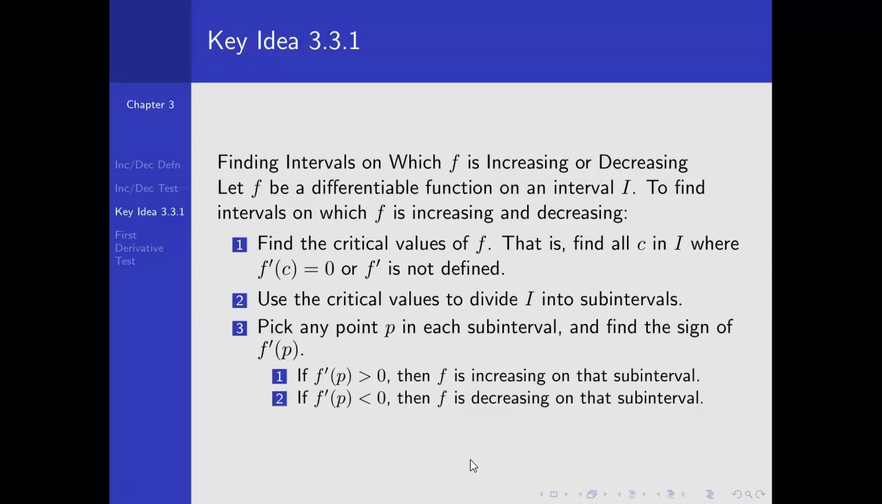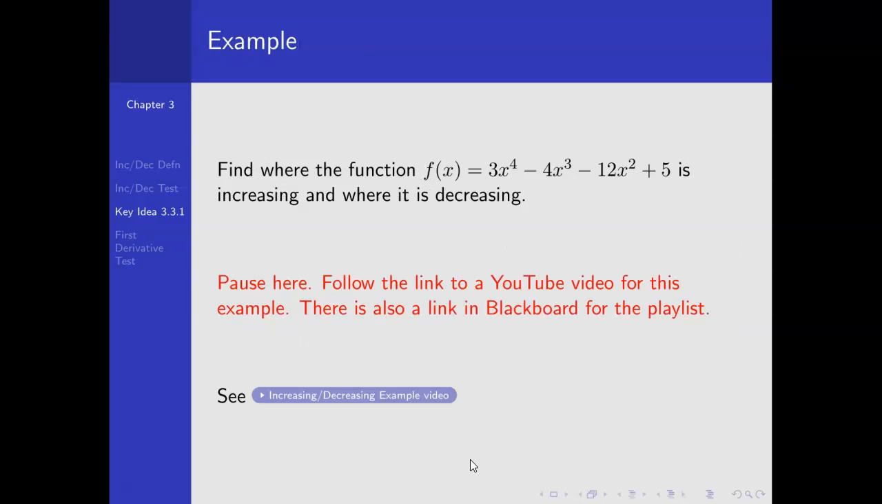We pick any point in the subinterval. We find the sign of f prime of p, that point p. So that means we're looking for whether it's positive or negative. If f prime of p is positive, then f is increasing. If f prime of p is negative, then f is decreasing. We're going to keep using this key idea over and over again in examples.